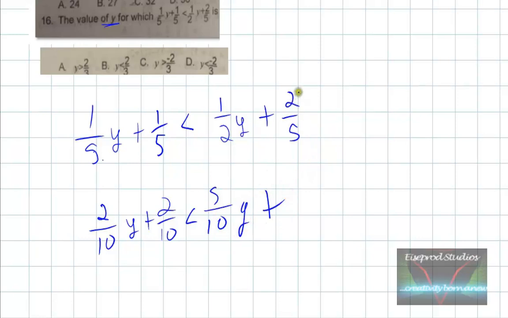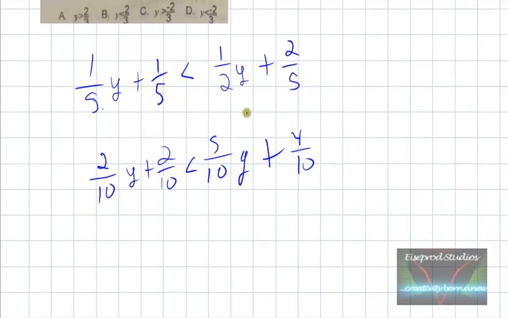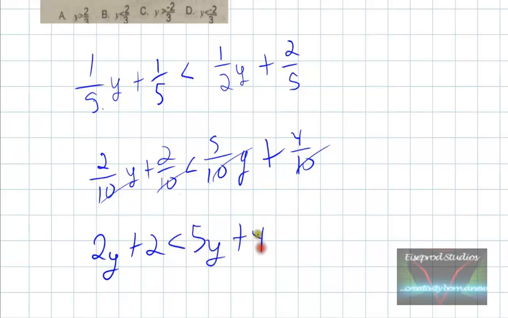And then the same process happens over here. I'm trying to get it to be over 10, so I have to take 5 times 2, and now I'm going to take 2 times 2. Here are our new fractions. Since all of these have the same denominator, we can ignore the denominators and just make this 2y plus 2 is less than 5y plus 4.